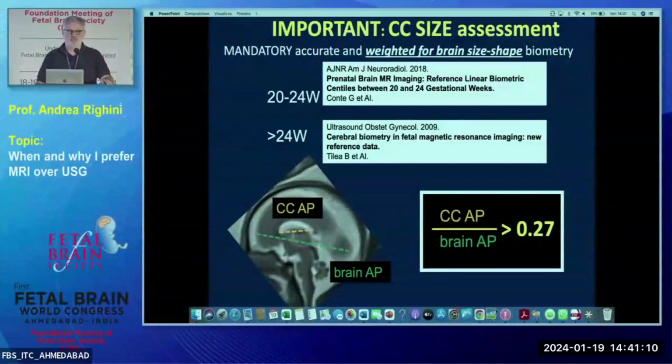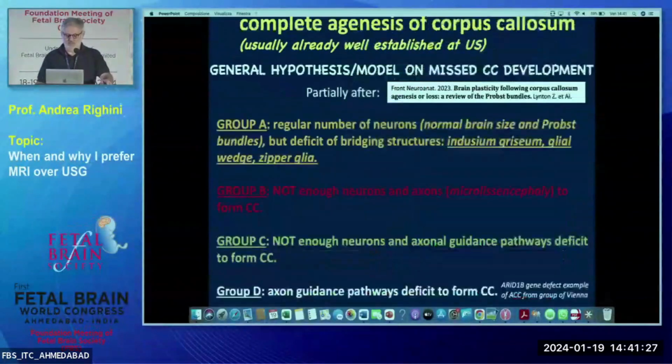It's just an imaginary structure we recognize because all the fibers converge there. This is the expression of the brain, which is around it. So the ratio per se is also very important. Usually the length of the corpus callosum should be around or above a quarter of the size of the brain.